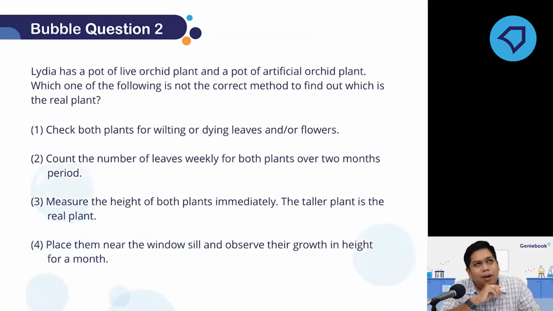So this is about this student here, Lydia. She has a pot of live orchid plant and a pot of artificial orchid plant. So which of these experiments over here is not the correct method to find out which is the real plant? So I will start the timer in 5, 4, 3, 2, 1.